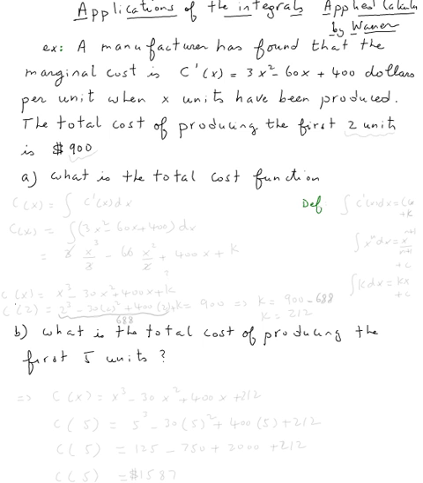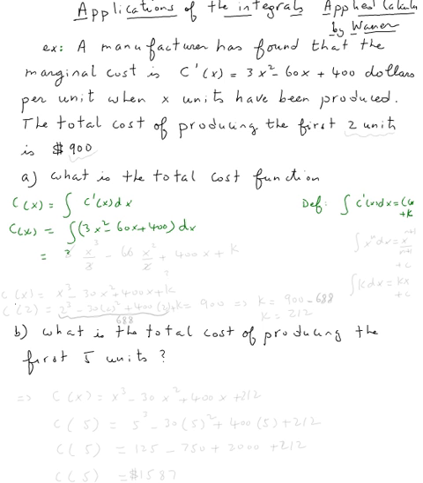So first we need to know the definition. The definition says the integral of the marginal cost is equal to cost plus some constant. Well, let's use k so we don't confuse it with the c. So we're looking for the total cost function. The total cost function by definition is the integral of the marginal cost, which means C of x is the integral of 3x squared minus 60x plus 400 dx. So we're just going to find the integral.